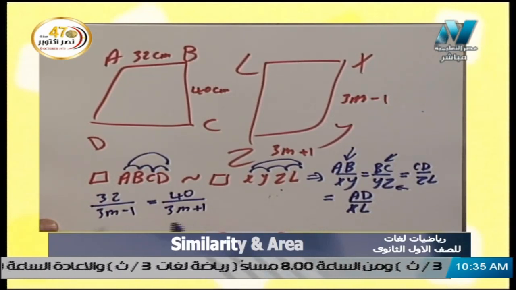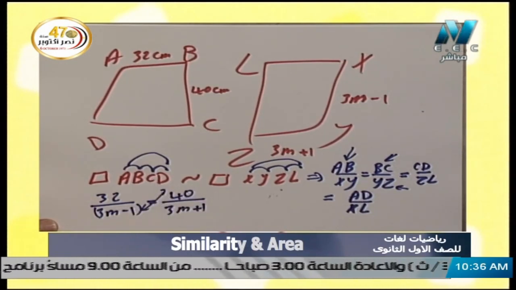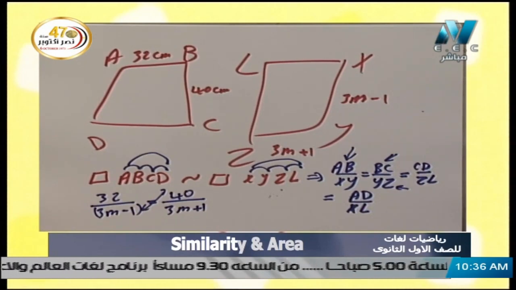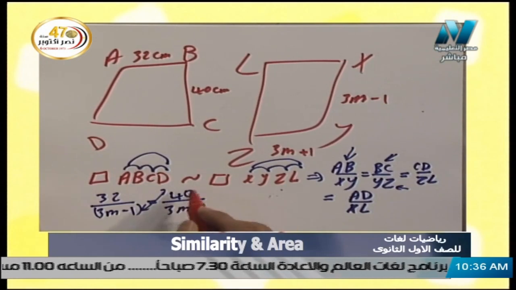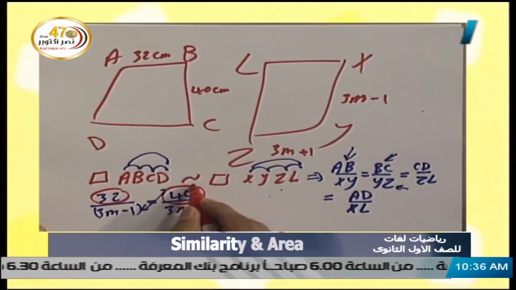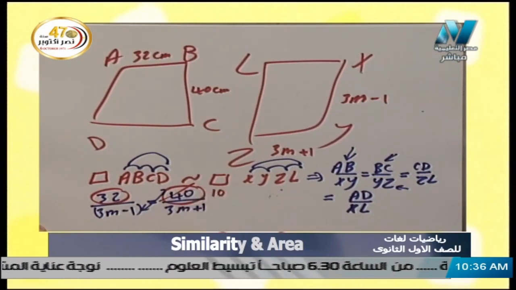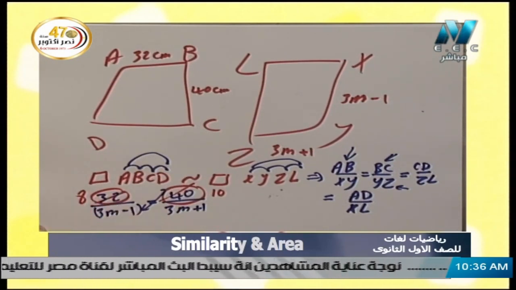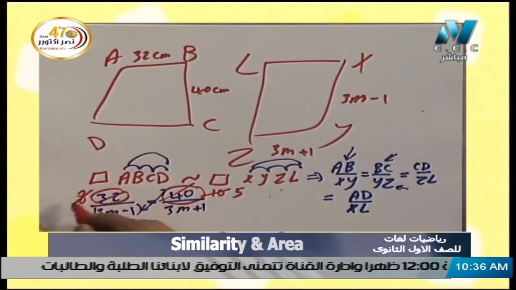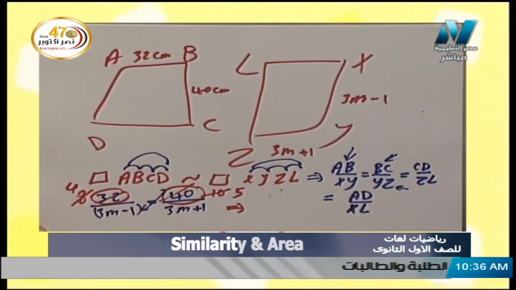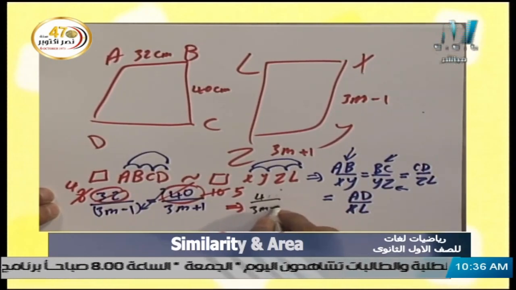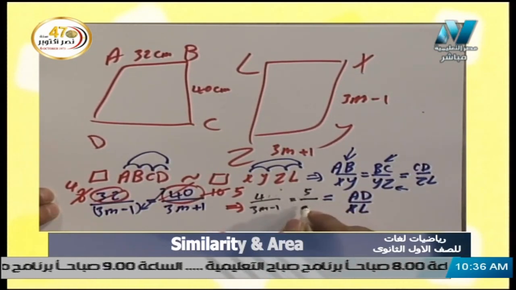And using cross multiplication, we multiply 40 by 3m minus 1, but before multiplying we can simplify. Here we have 40 and 32, both divisible by 4, so 40 divided by 4 is 10 and 32 divided by 4 is 8. Also 10 and 8 are divisible by 2, giving 5 and 4. So the ratio in simplest form is 4 over 3m minus 1 equals 5 over 3m plus 1.